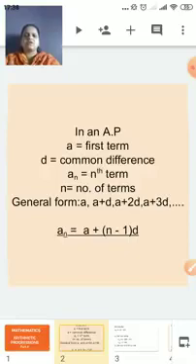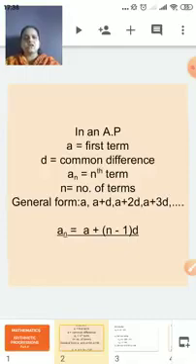This is a quick revision, but again I will remind you what the terms are. a is the first term, d is the common difference. What is a common difference? The difference between any two consecutive terms. n is the number of terms, that is, how many terms are there in that sequence or AP. an is the nth term. n and an are both different. n is the number of terms and an is the last term, that is the nth term of the sequence.